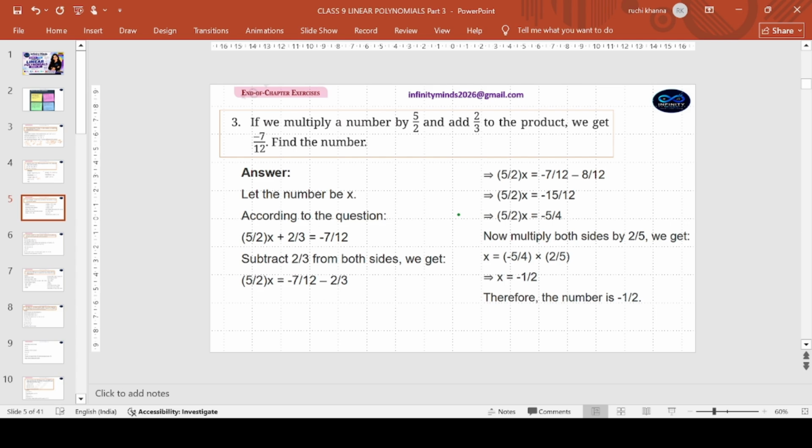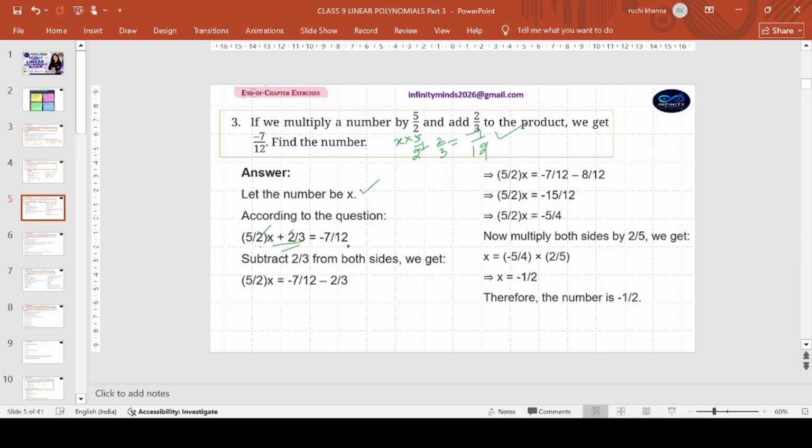Okay, going to the next one. Now those word problems of linear equations. This is a simple one. There are one or two different ones also in the exercise that we'll cover. Question number 3. If we multiply a number by 5 by 2, let the number be x, multiplying by 5 by 2, and add 2 by 3 to the product. 5 by 2 into x is the product only. Sometimes it is used as the new number obtained. That is, to this only, 2 by 3. We get minus 7 by 12. So the equation is correct, clear? 5 by 2 times x. x is multiplied by 5 by 2. Add 2 by 3. Answer is minus 7 by 12.